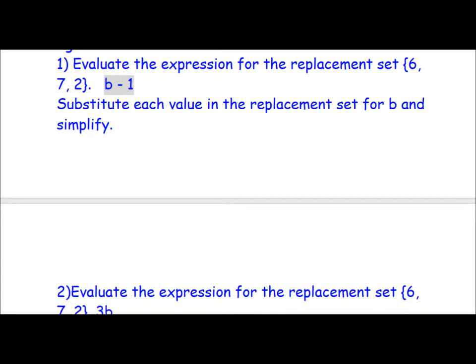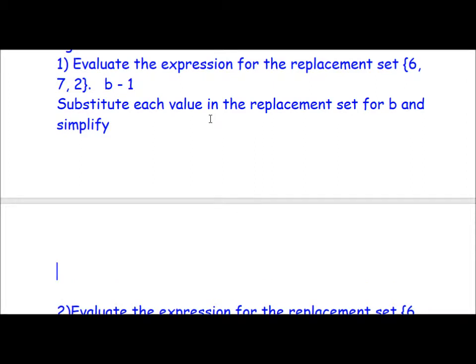So the new set will be, b minus 1 is equal to curly bracket start: 6 minus 1 is 5, 7 minus 1 is 6, 2 minus 1 is 1. So this is the replacement set.